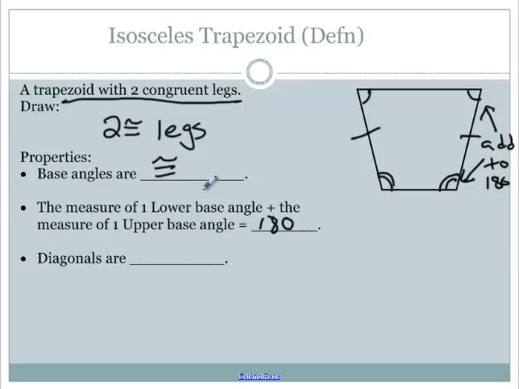And then we have diagonals, and something that's special about the diagonals, let me switch colors for a second. The diagonals of an isosceles trapezoid are actually congruent. So we're going to mark those congruent. So have all this down on your property sheet. We should have almost everything filled in. We have one more definition to fill in just a little bit, and that's the median.